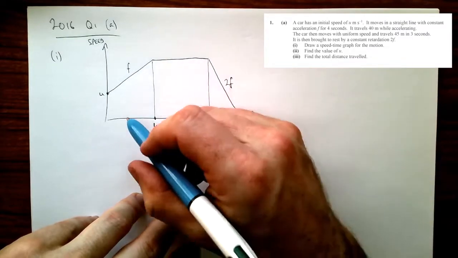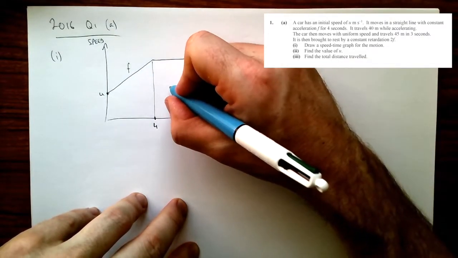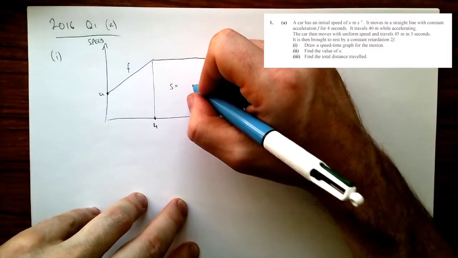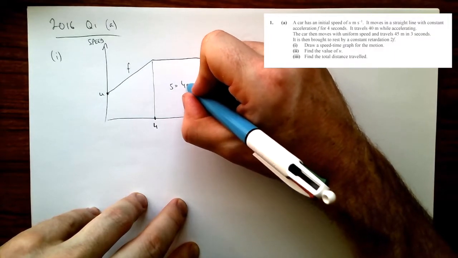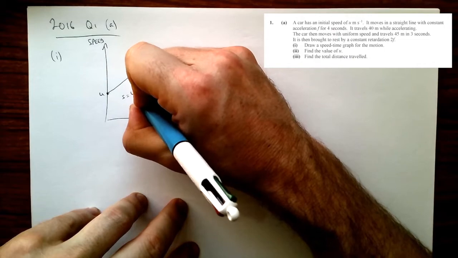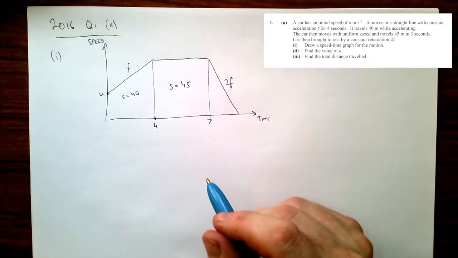Okay, we're also told the distances. So we know that the distance here, s, is going to be 45, and here s equals 40 overall. Okay, there's our speed time graph.